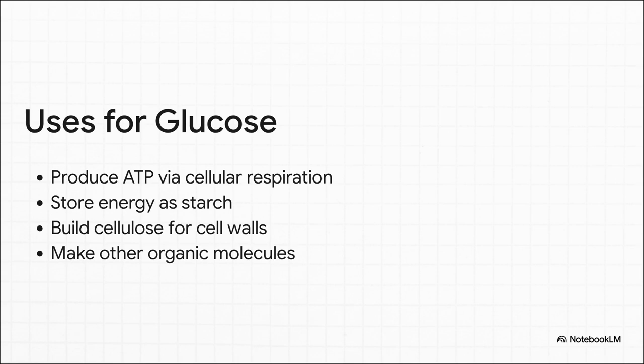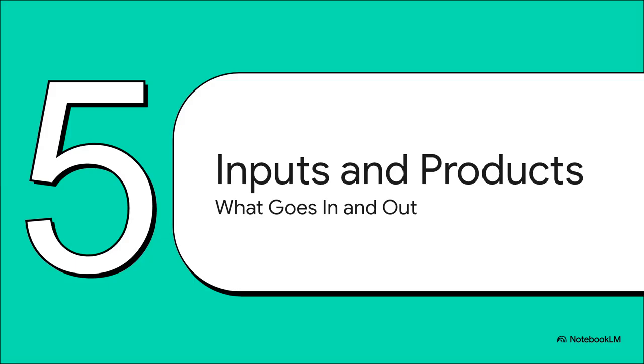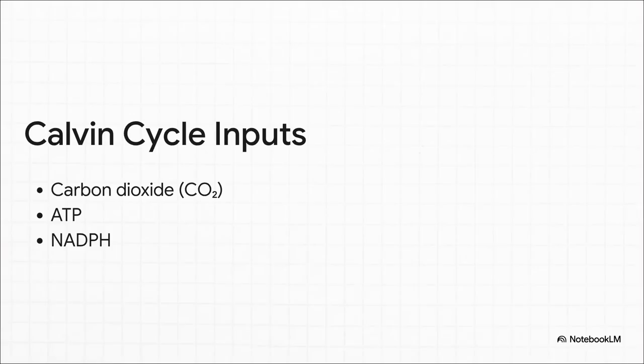All right, Section 5, Cycle Inputs and Products. Let's tally up what goes in and what comes out. The Calvin cycle strictly requires carbon dioxide, ATP, and NADPH. These three molecules are the non-negotiable ingredients. Together, they provide both the carbon, which we get from the CO2, and the energy, which comes from the ATP and NADPH that are needed to actually build these sugars.